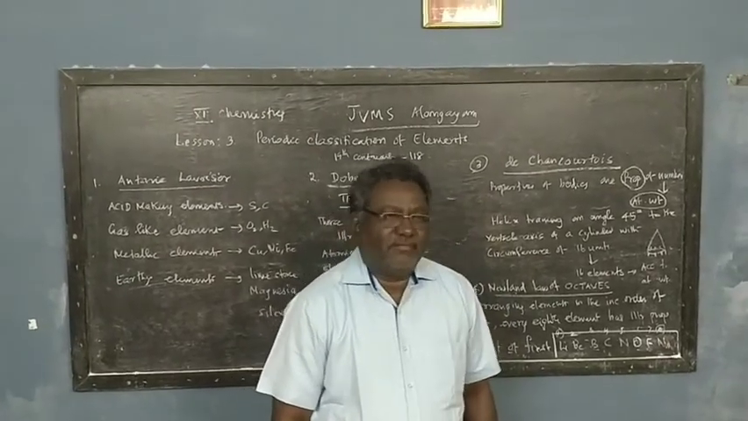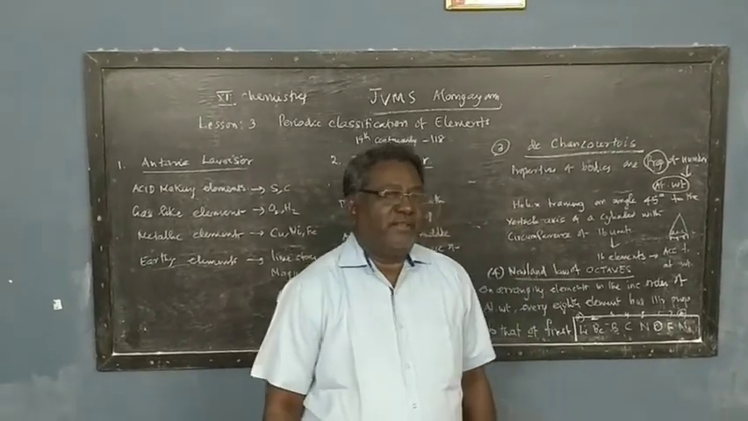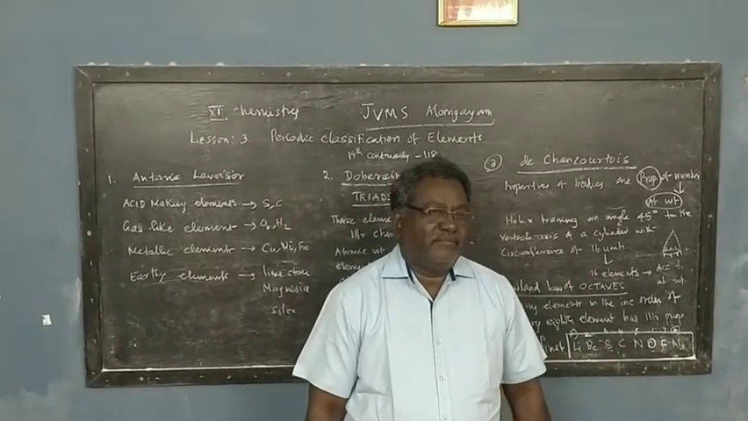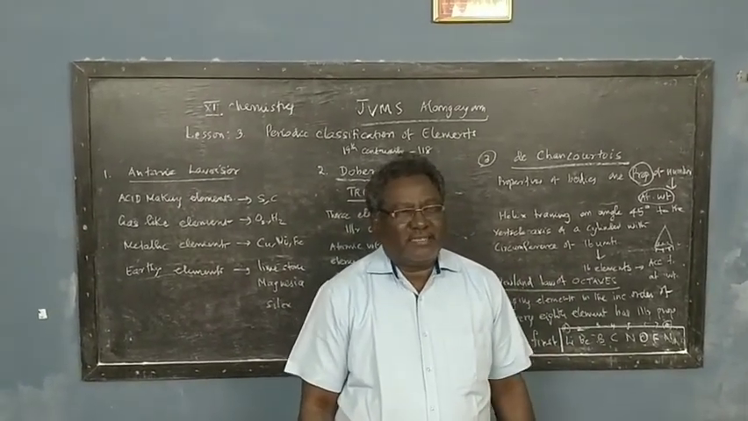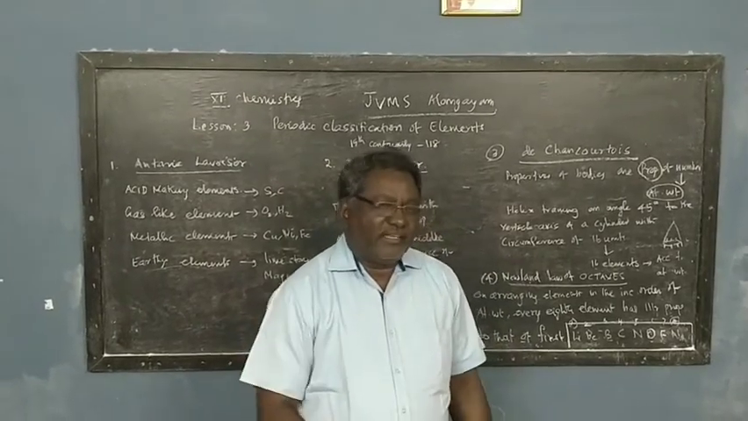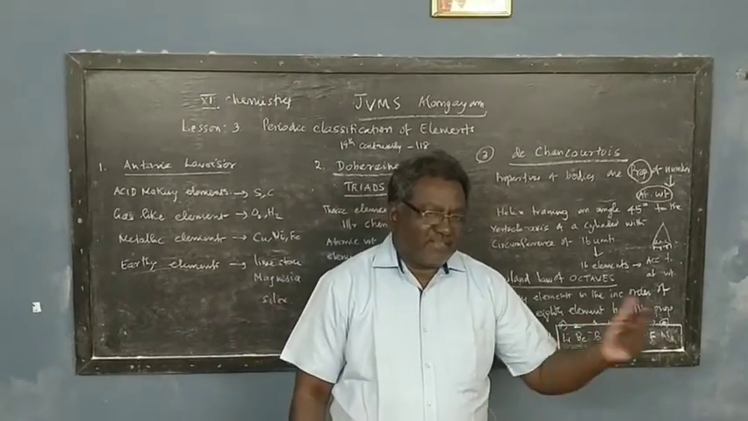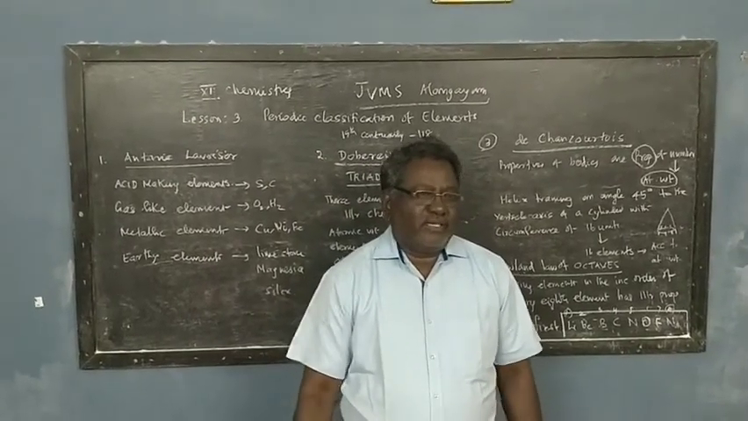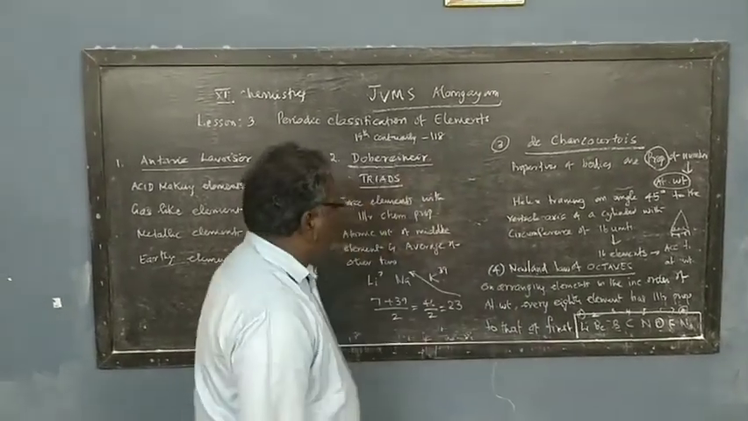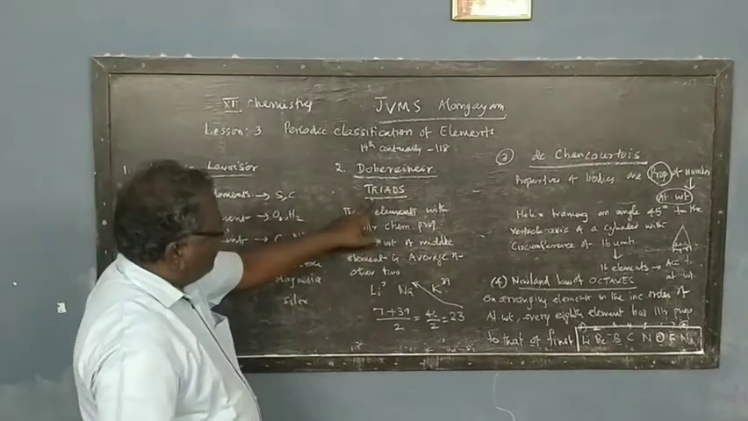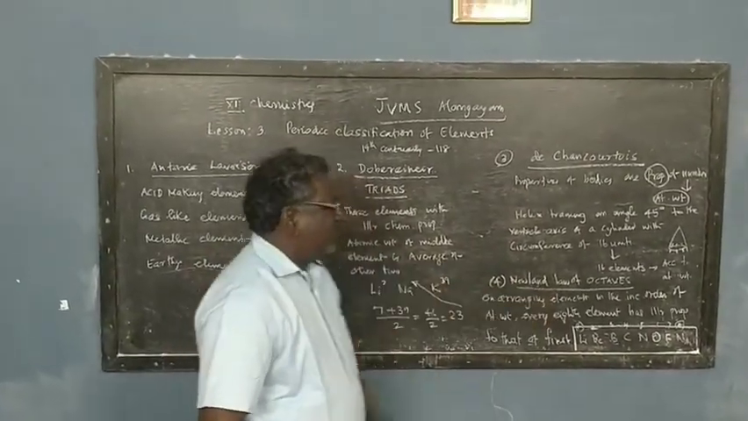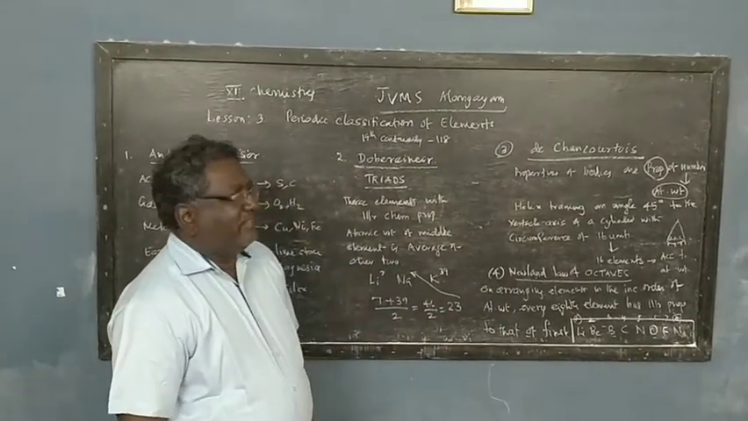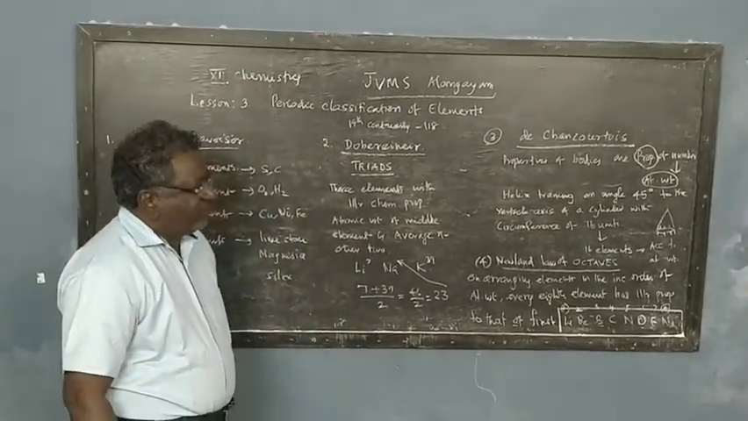and Moseley. That we are going to see tomorrow. So that is a very important part of this chapter, and be fresh tomorrow to listen to that. Mendeleev's periodic classification of elements and Moseley's periodic classification of the elements, right? And today what we have learnt is mainly about two things: triads and octaves. So these are forming the base for the rest of the discovery about the periodic classification of the elements.